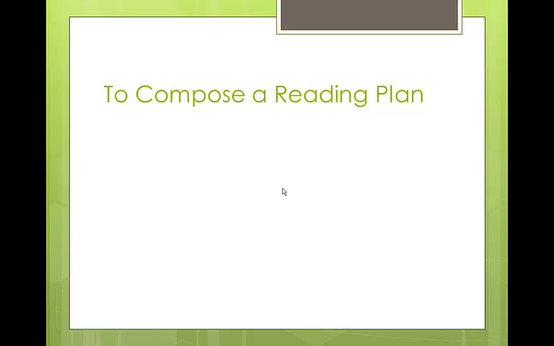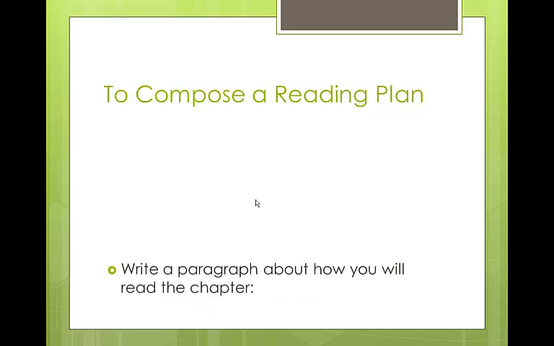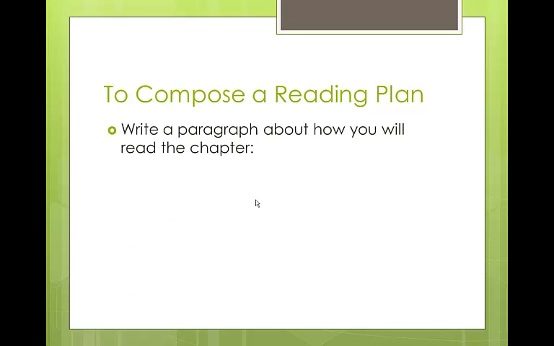Many students tend to write books with a reading plan. I'm not looking for that. When I ask you for a reading plan, it's probably going to be only 3 or 4 sentences. One coherent paragraph is usually enough for your reading plan. So for example, what you would say is a paragraph about how you would read the chapter.